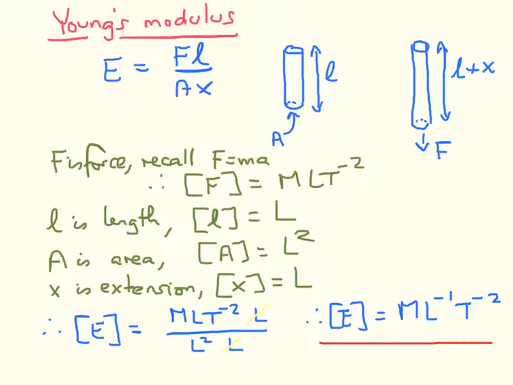But in terms of dimensions, L over L squared is, from the rules for powers, L to the minus 1. So it's m times L to the minus 1 times t to the minus 2. And these are the dimensions of Young's modulus. So again, it's just a matter of breaking it up into bits, multiplying together using the rules for powers and simplifying. And with that, we'll move on to the third exercise.